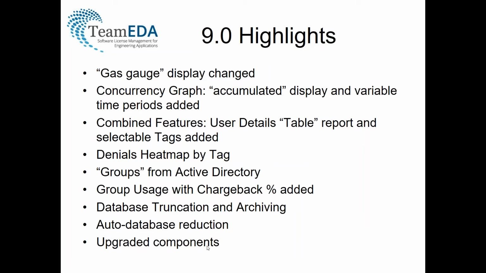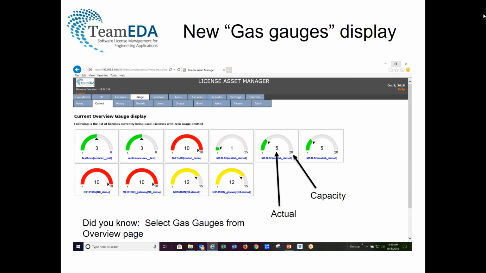And then lastly, we've upgraded a lot of the components, and I'll talk specifically about what components got upgraded into what. So let's look first at the gas gauges. What's new about the gas gauges is that we've changed the actual and the capacity so that it's a little easier to read. The number in the center here is the actual number of checkouts, and the number at the right side of the arc is your capacity. And the color coding is still the same. So 3 of 6 is 50%, 10 of 10 is 100%, and so forth.